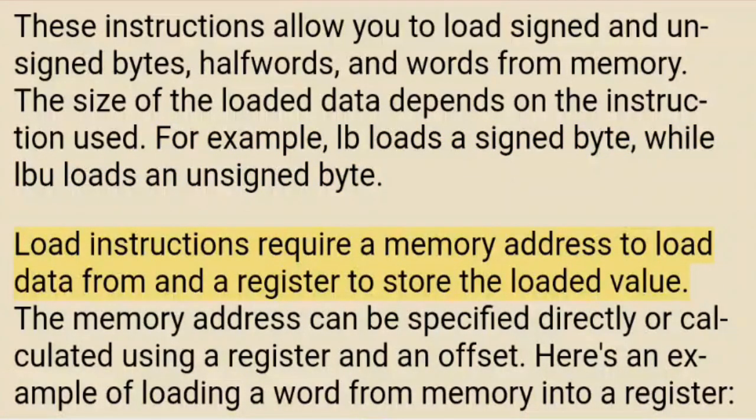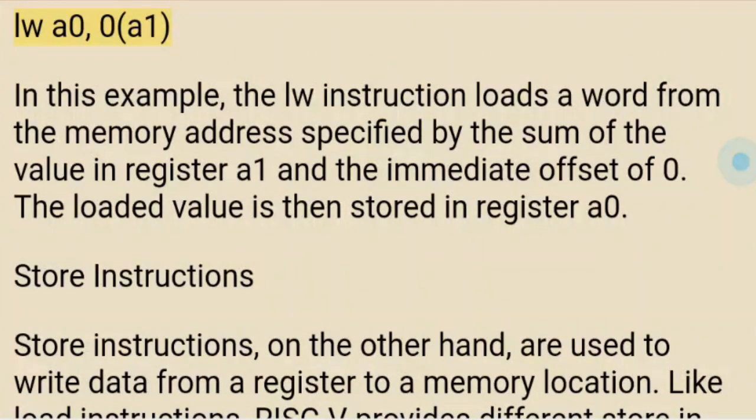Load instructions require a memory address to load data from and a register to store the loaded value. The memory address can be specified directly or calculated using a register and an offset. Here's an example of loading a word from memory into a register. LW a0, 0(a1). In this example, the LW instruction loads a word from the memory address specified by the sum of the value in register a1 and the immediate offset of 0. The loaded value is then stored in register a0.